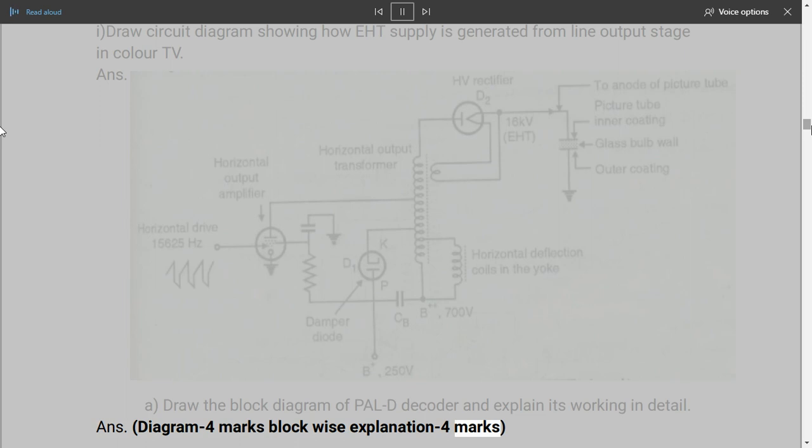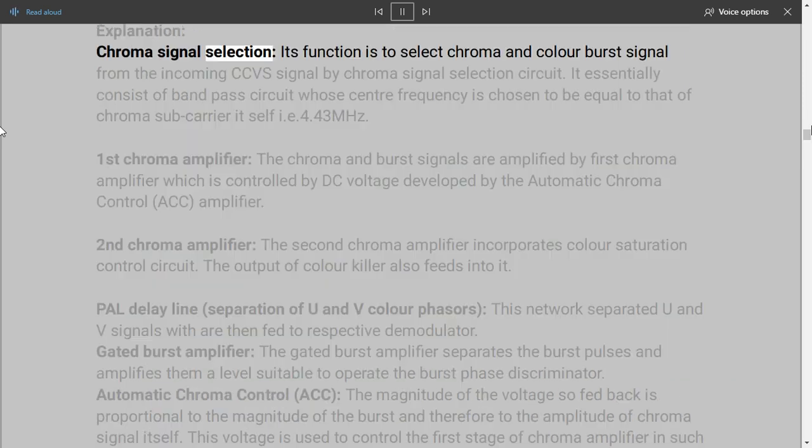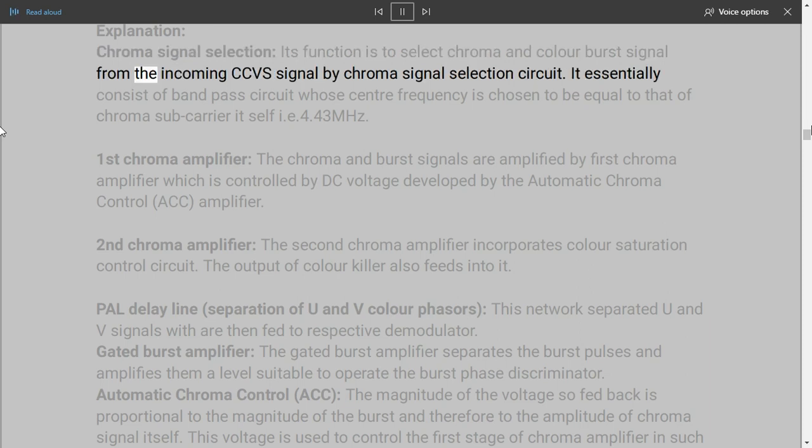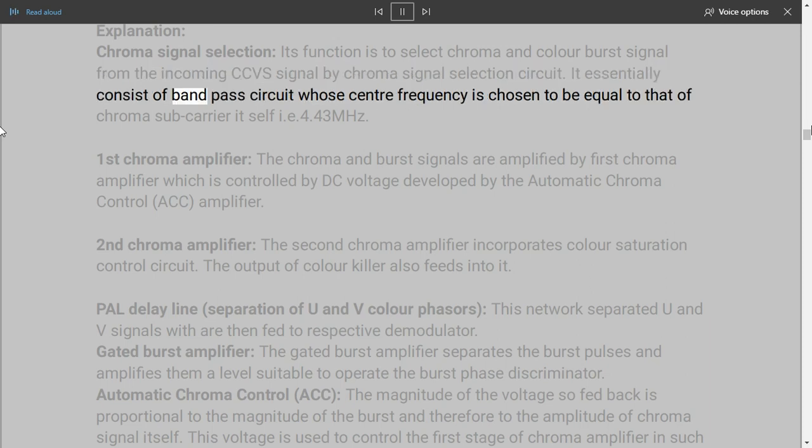Explanation. Chroma signal selection: its function is to select the chroma and color burst signal from the incoming CCVS signal by the chroma signal selection circuit. It essentially consists of a band pass circuit, whose center frequency is chosen to be equal to that of the chroma subcarrier itself, i.e. 4.43 MHz.